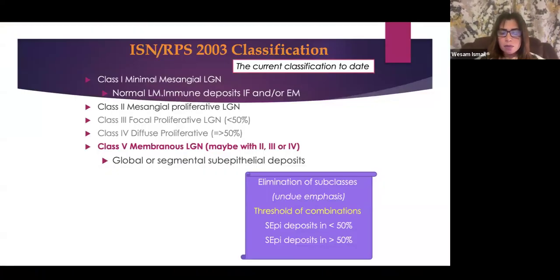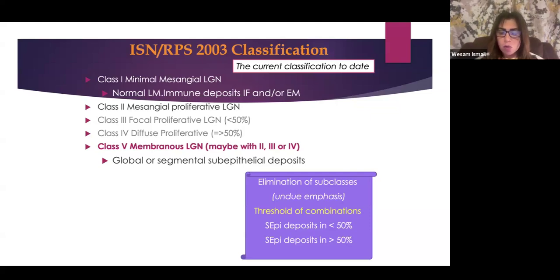The other important point with membranous is the combined classes. This is one of the common classes which can have combinations. It means that we can have class 5 with class 2, so you can have dominant mesangial deposits as well as dominant subepithelial deposits. Or you can have class 5 with the active classes, like 5 and 3. So the patient is basically class 5, but they have transformed or are having an attack of activity. So we have proliferative lesions as well, whether they involve less than 50% of the glomeruli or more than 50% of the glomeruli.